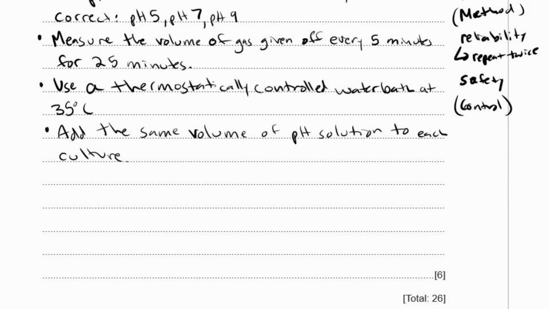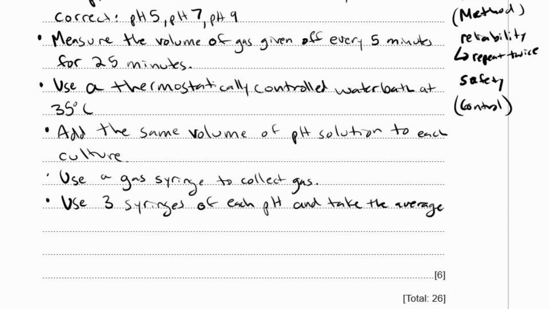Okay, now we're going to describe a slight change to the method. So use a gas syringe to collect the gas. Okay, that's a slightly more accurate method of collecting the gas than the one that was described. You don't have to include this step if you want to just use the same method. We can also discuss reliability. Okay, so use 3 syringes of each pH and take the average. Okay, that's doing it 3 times per pH.